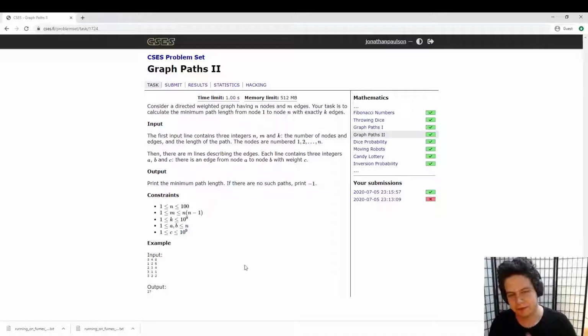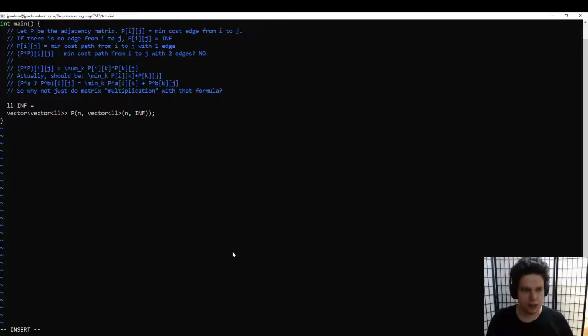And what can we use for infinity? We want something that's bigger than any possible path. What's the longest path we could have? Well, it would be 10^9 edges, each of cost 10^9, so that's 10^18. So we'll just make infinity a little bit bigger than that.